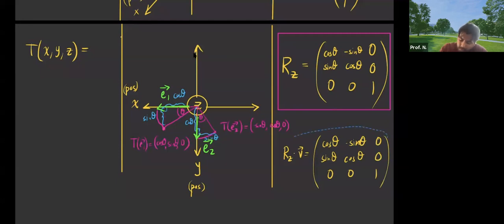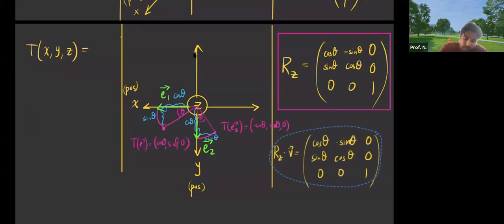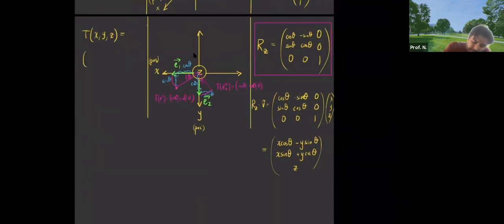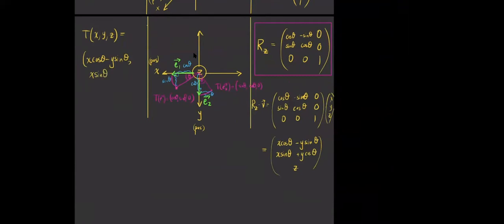Multiplied by some vector x, y, z. And when I do that, I get x cosine theta minus y sine theta. I get x sine theta plus y cosine theta, and then I just get z at the end. So that's the formula every time I rotate a vector in 3-dimensional space about the z-axis by an angle of theta.